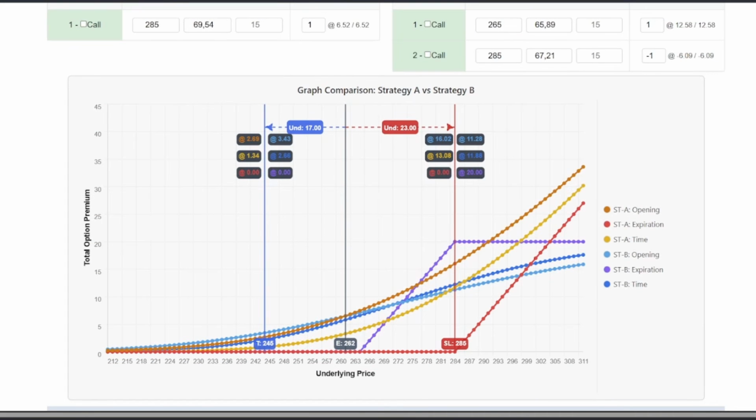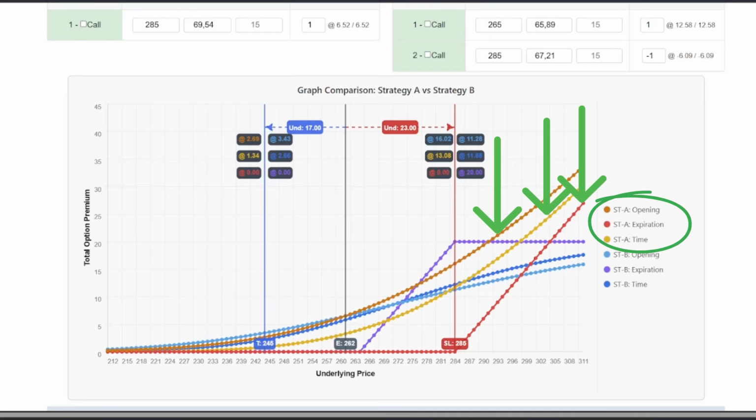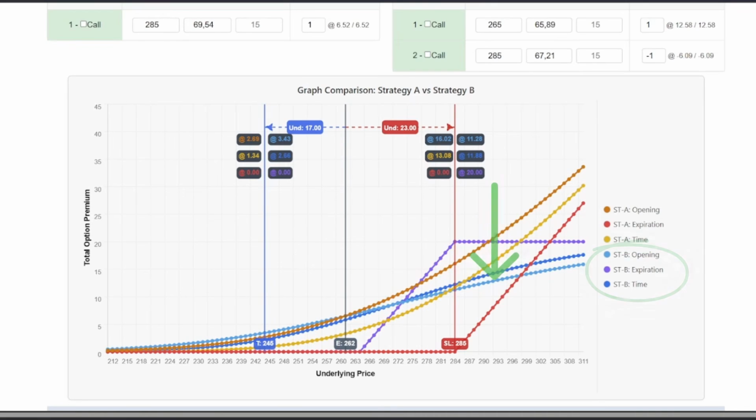In the graph, we can see the PLs for the 3 time frames, which are the current date, the expiration date, and the time frame of our choice for Strategy A. The same for Strategy B. With the pointers located, we can see the value of the premium at a certain underlying again for Strategy A, and the premiums for Strategy B too.